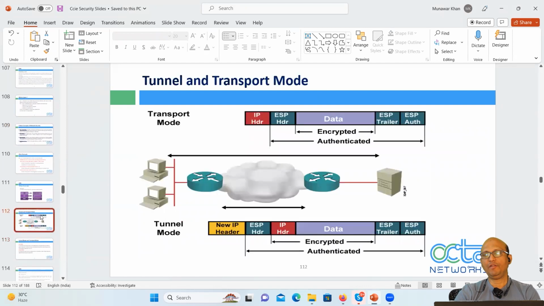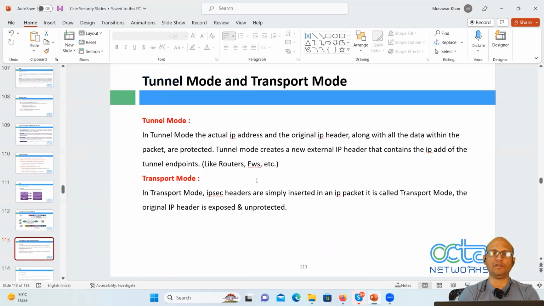Now, IPsec also carries two modes. One is tunnel mode and one is transport mode. You must be wondering what tunnel mode and transport mode are, so let me explain. First, we'll see the definition. In tunnel mode, the original IP address along with all the data within the packet are protected. How? We'll just see with this slide.